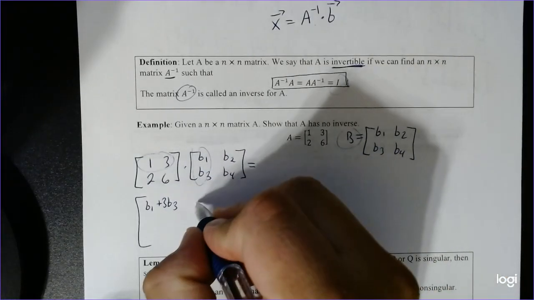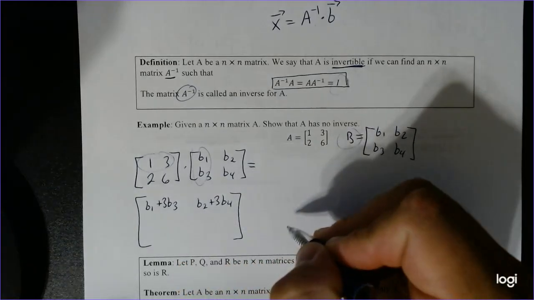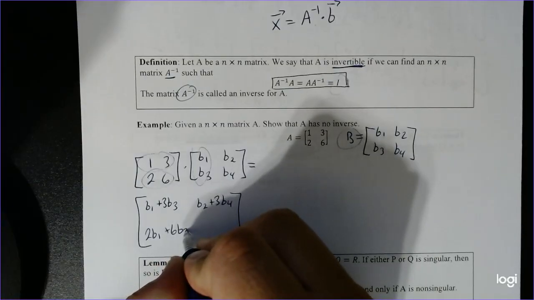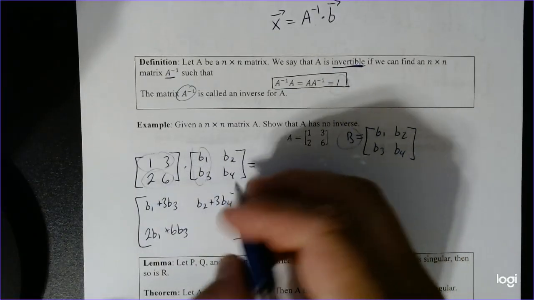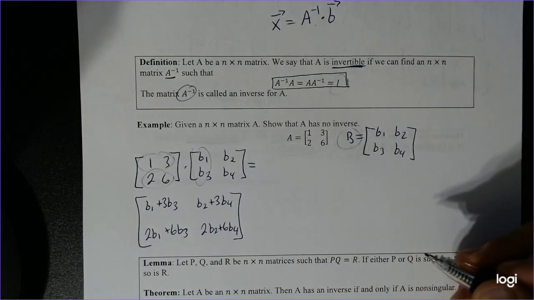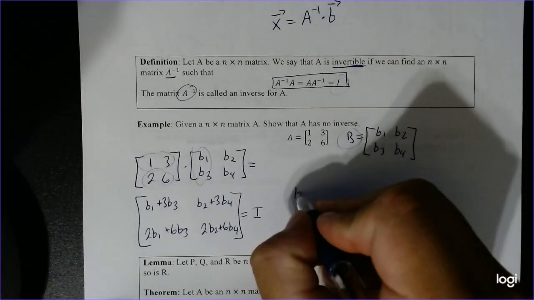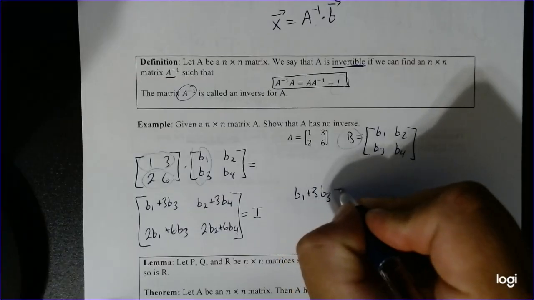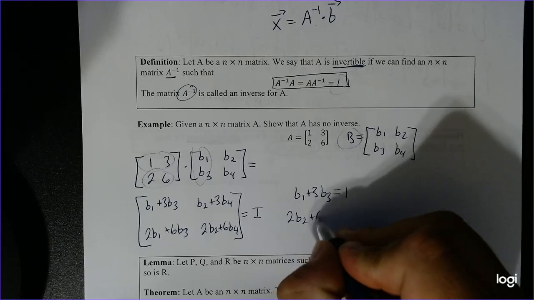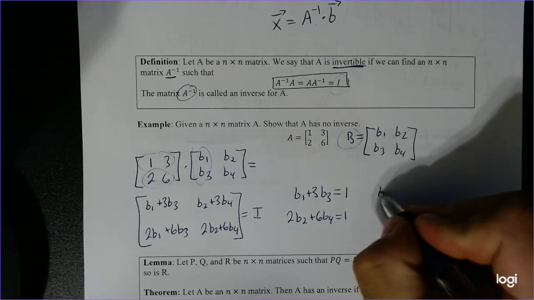So remember, it's going to be this row by this column. Okay. And now the same thing. And here. Okay. Now remember, this is supposed to be equal to the identity matrix. So what that means is B1 plus 3B3 must equal 1. And so does this one. And the others must equal 0.